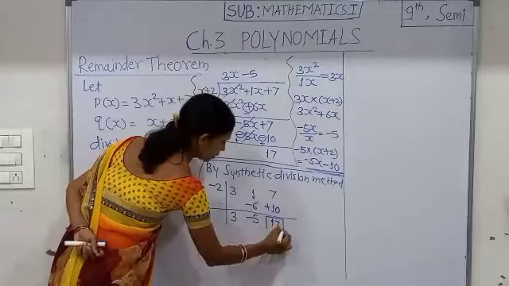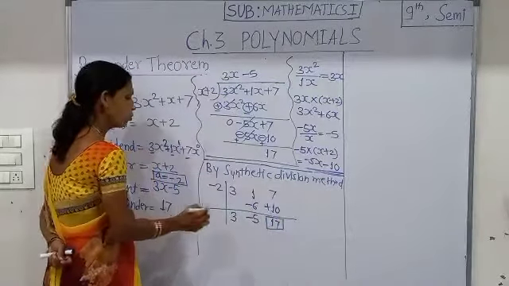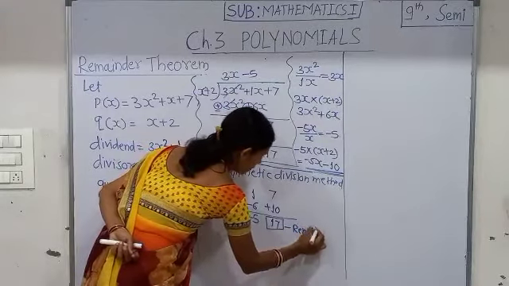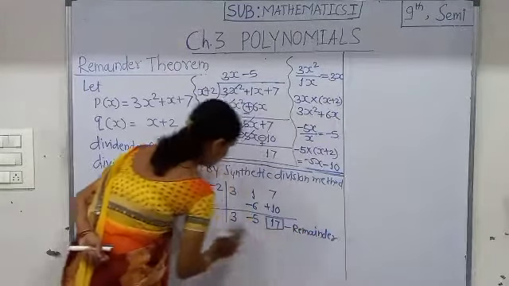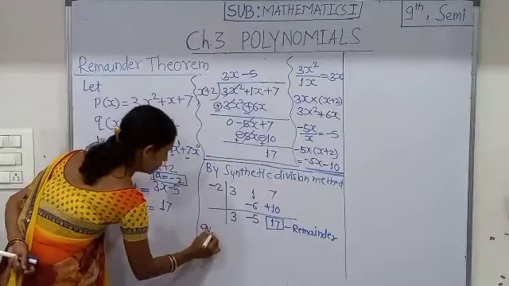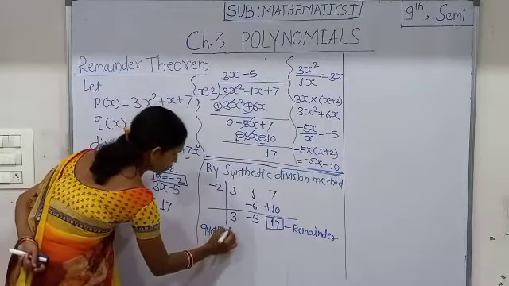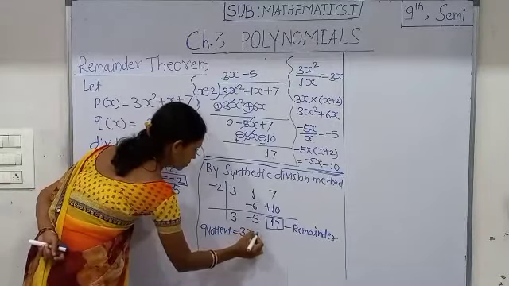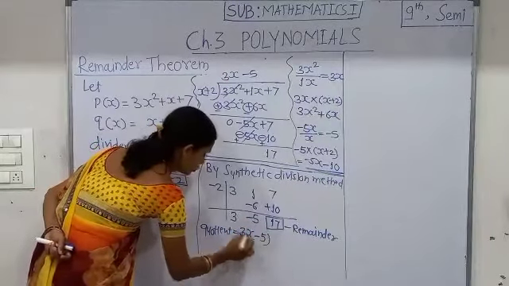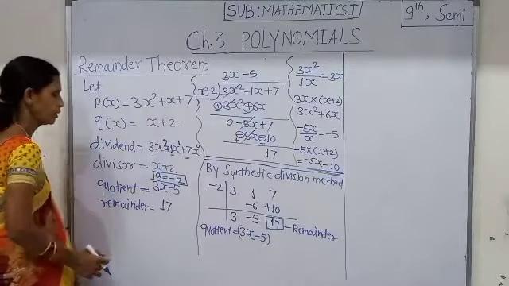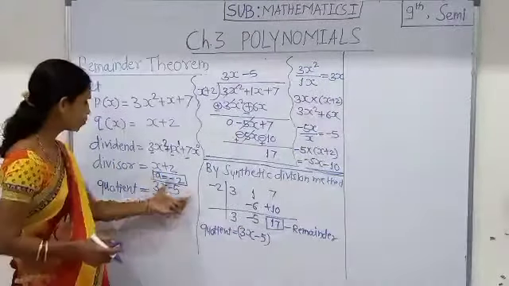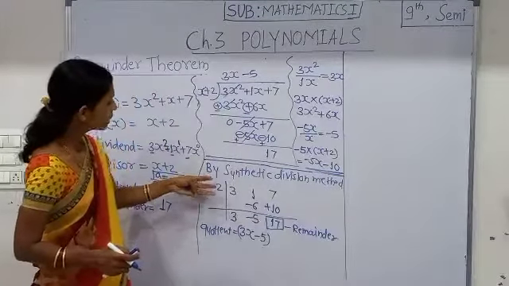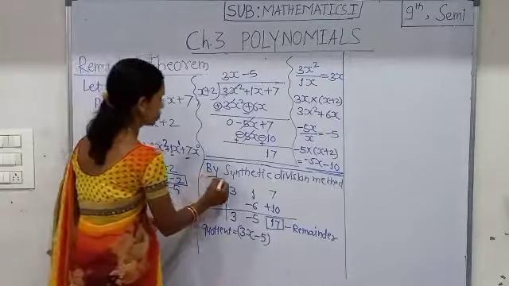And the last digit, which is known as the remainder, is 17. And here we get the quotient in index form, that is 3x minus 5 is the quotient. Then we get the same quotient and remainder in the synthetic division method also.